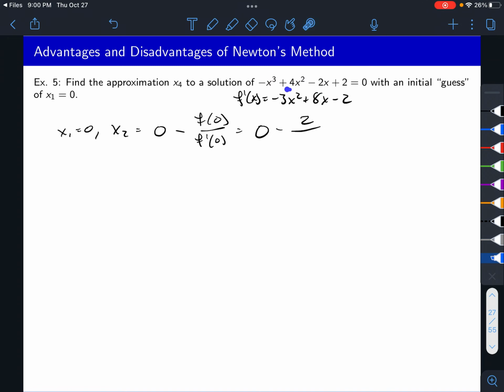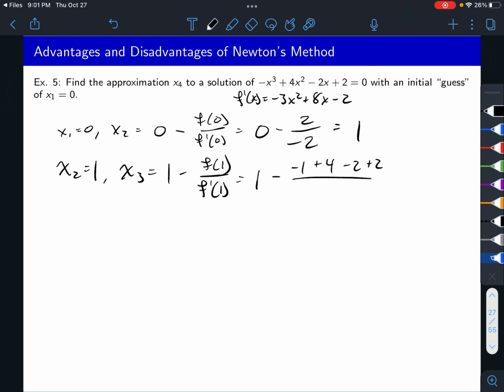And so what would our x3 be equal to? It's going to be equal to 1 minus f of 1 over f prime of 1. That is equal to 1 minus, all right, what is f of 1? So I would get negative 1 cubed plus 4 times 1 squared minus 2 times 1 plus 2, all over f prime of 1, which would be negative 3 plus 8 minus 2. How does this simplify?